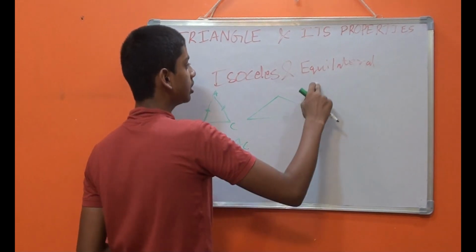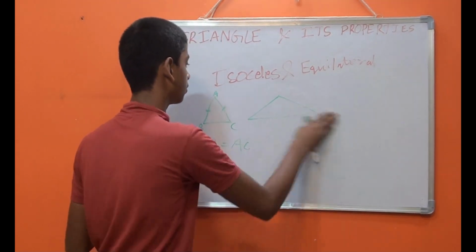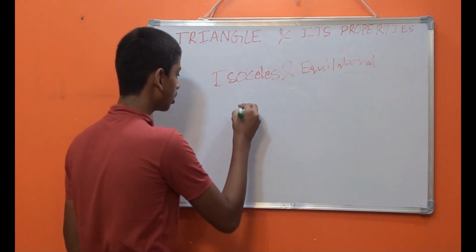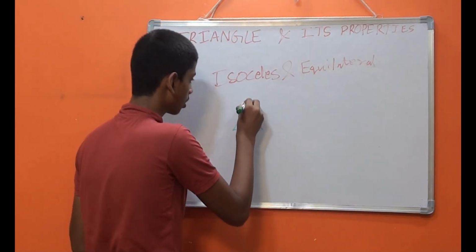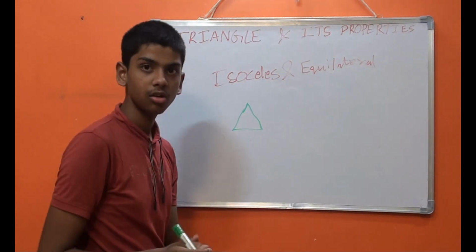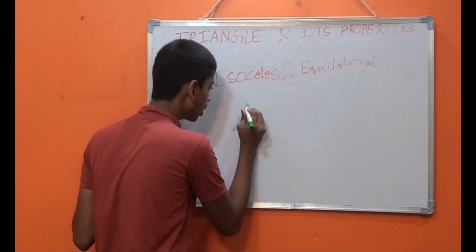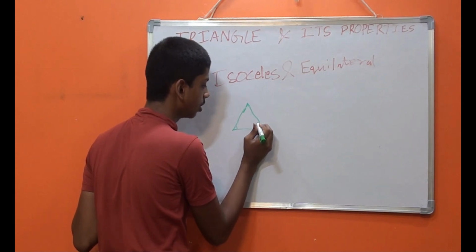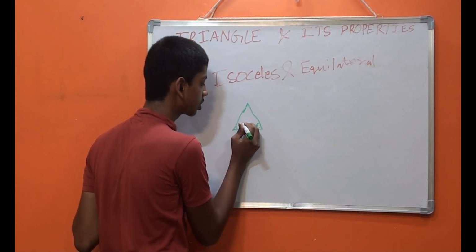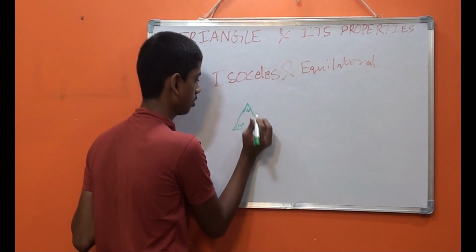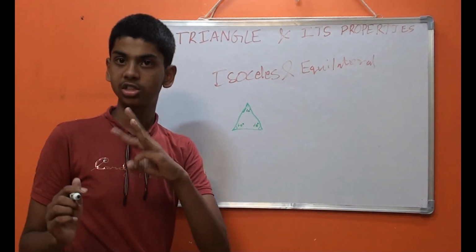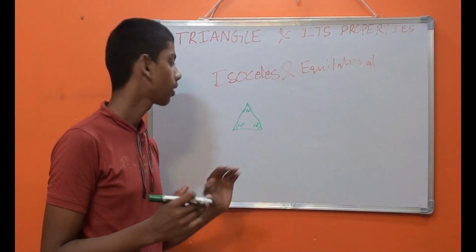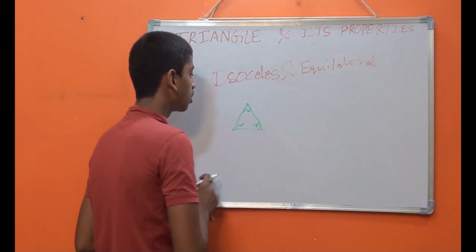Now let's see about an equilateral triangle. Friends, now let's see about an equilateral triangle. Here, an equilateral triangle follows two rules. First, each angle should measure 60 degrees only. Here each angle should be 60 degrees. So 3 angles, 3 times 60, equals 180.